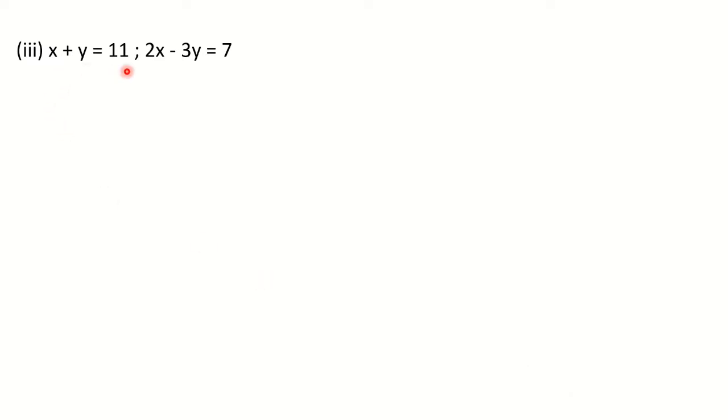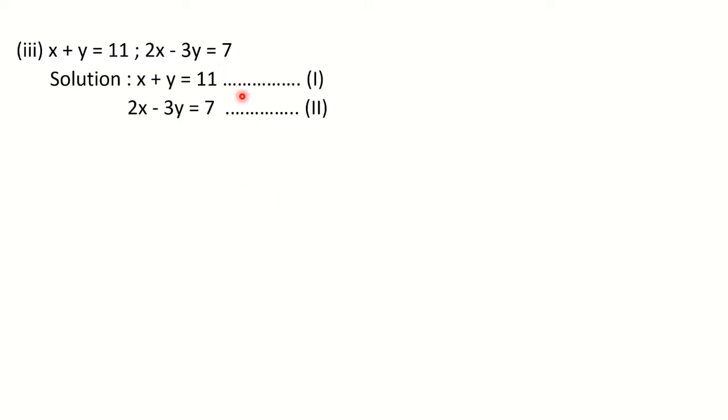x plus y is equal to 11 and 2x minus 3y is equal to 7. These two are the equations provided to us. If we observe these equations, they are in standard form. Let us number them as 1 and 2. So x plus y is equal to 11, equation number 1, and 2x minus 3y is equal to 7, equation number 2.